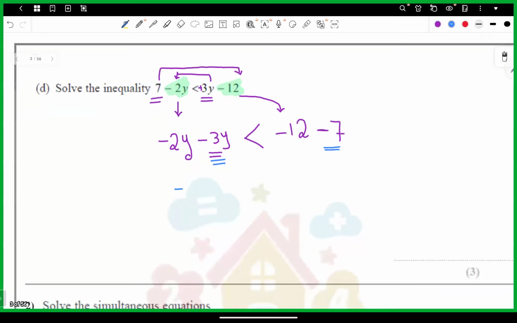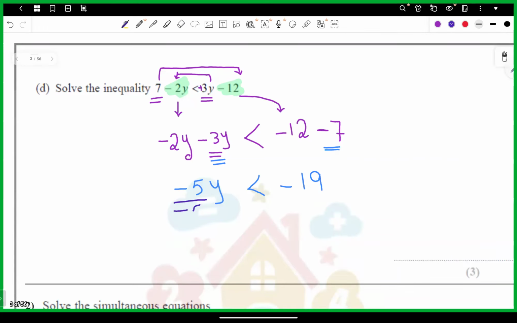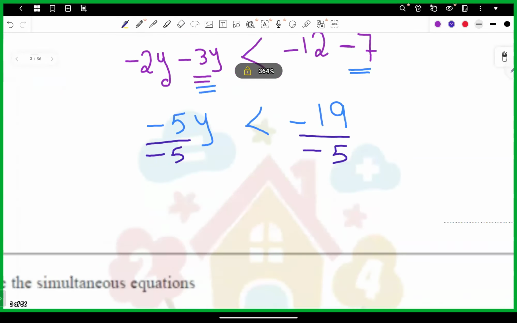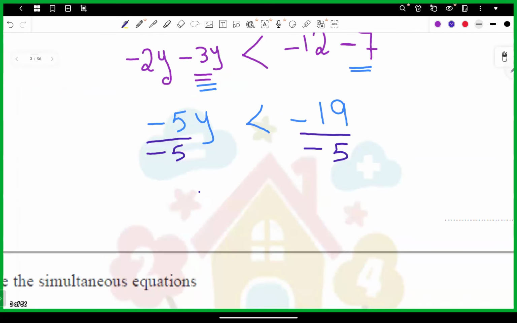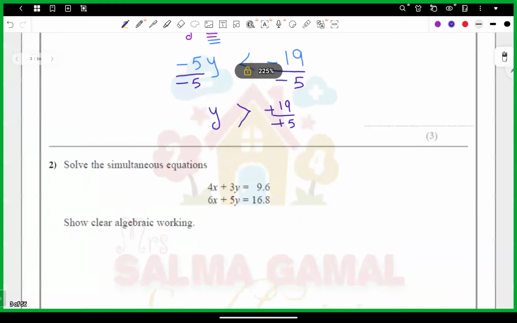Combine them together. So it should be minus 5y smaller than minus 19. When you are dividing by a take away sign or take away number, you have to flip the sign. Instead of smaller than, it should be like this: y more than positive 19 over positive 5. And this is your final answer. So you have to make it like this.